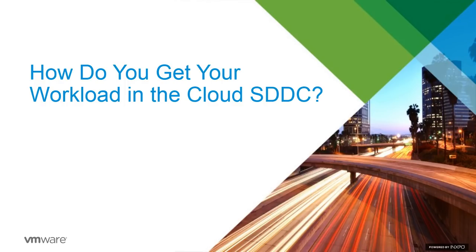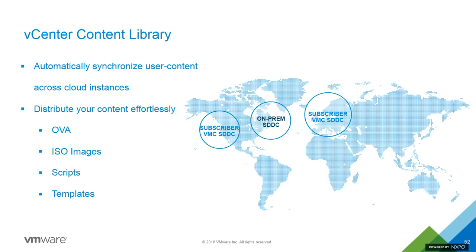So we've talked a little bit in depth about the storage and the networking of the hosts, but what do you do once you deploy an SDDC? Once you have the connectivity set up, what's next?